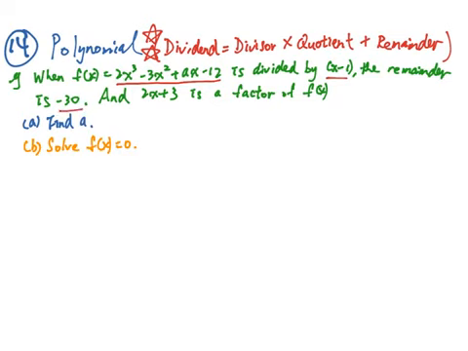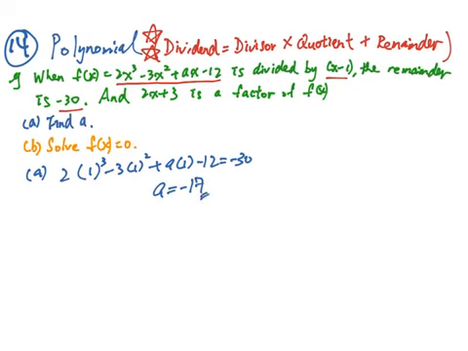Okay, part A, find a. By the remainder theorem, we substitute x minus 1 equals 0, so x equals 1, into the polynomial, then get the remainder negative 30. So 2 times 1 cubed minus 3 times 1 squared plus a times 1 minus 12 equals the remainder, negative 30. After calculating, we can get a equal to negative 17.